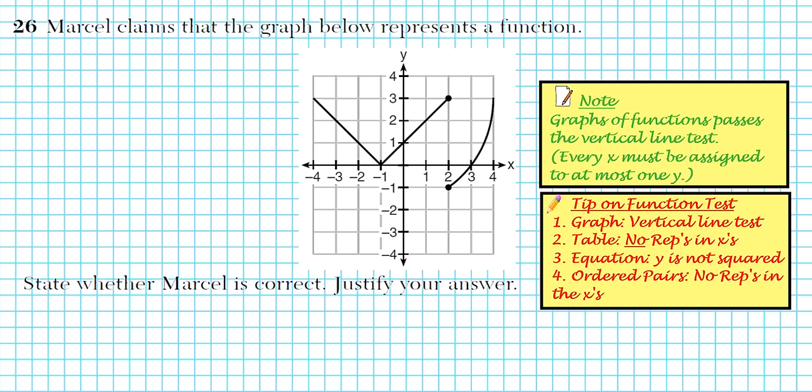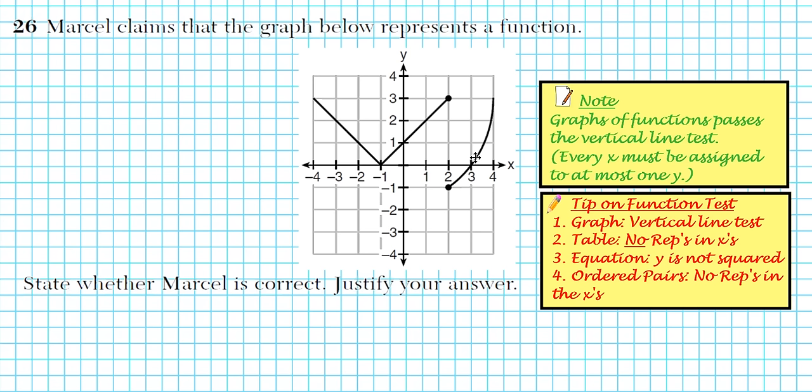Okay, let's take a look at number 26. It reads, Marcel claims that the graph below represents a function. So we have to state whether Marcel is correct and justify our answer. So two things here. In order to get 2 points, we have to state if Marcel is correct or not, and then justify our answer.